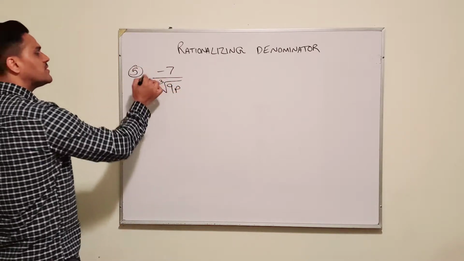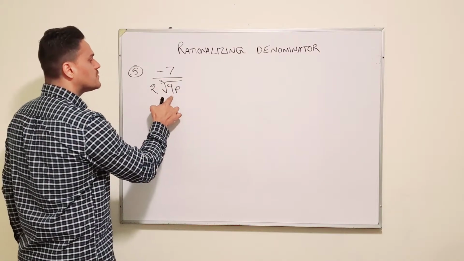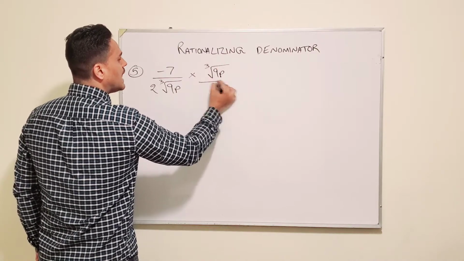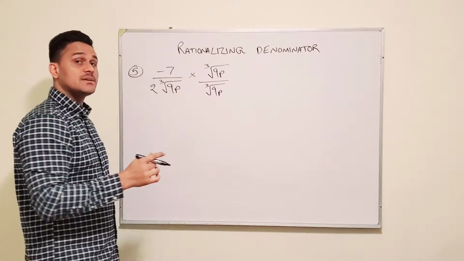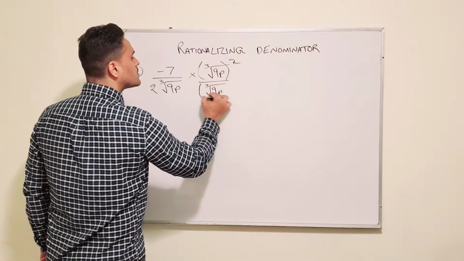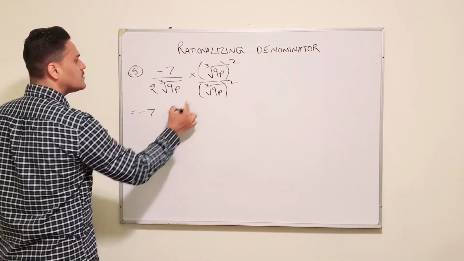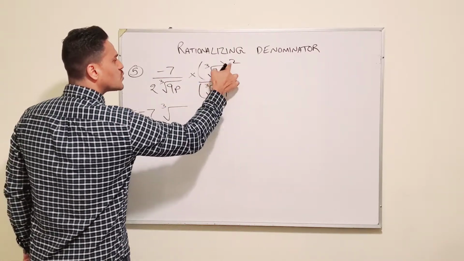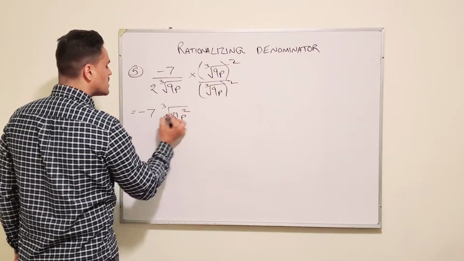So we have minus 7 over 2 cube root of 9p. Again, we need to take care of cube root of 9p. So we're going to times it by cube root of 9p and divide it by cube root of 9p. Again, it's a cube root, so I need a pair of 3 to cancel the cube root. So we're going to square both of these terms. So this is just going to be minus 7. We're going to squeeze the square in there. So we will have 9 square, which is 81, and p square, which is just going to be p square.